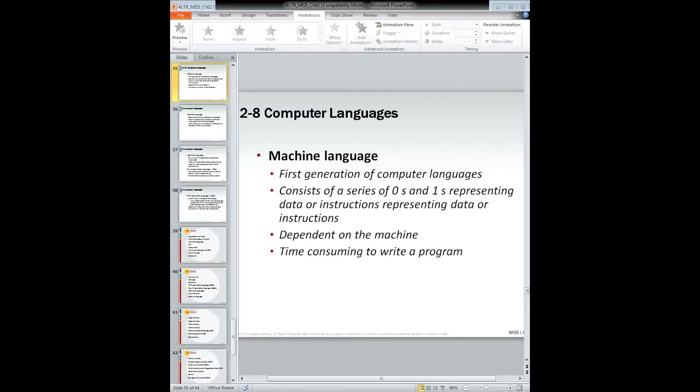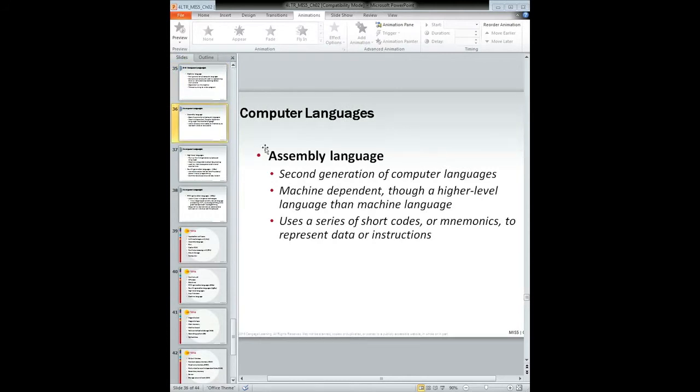The first generation of computer languages, which is called machine language, consists of a series of zeros and ones representing data or instructions. Machine languages depend on the machine, so code written for one type of computer doesn't work on another type of computer. It is very time consuming to write code in a machine language, and it's very difficult.